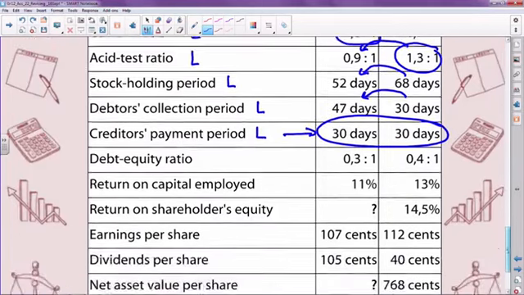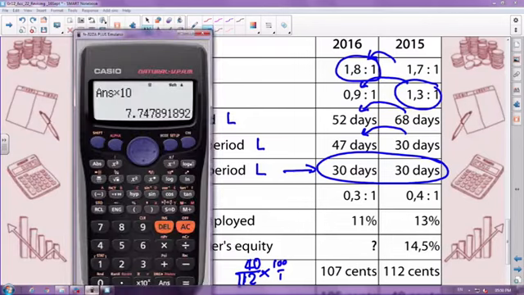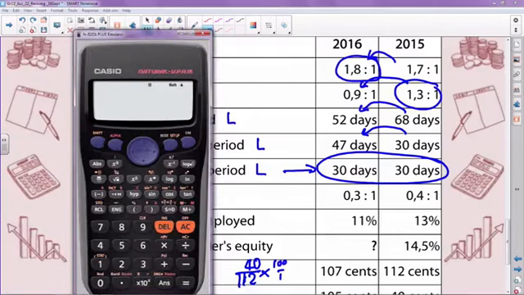Right. Then the question asked you to calculate your dividend payout policy. What I want you to see here is that in this year, you had a dividend of 112 cents and you paid out 40 cents. So watch this here. If you take 40 as your dividend over 112 times 100 over 1, let's do that. So we take 0.4 times 100 divided by 1.12 will give you a figure of 35%.